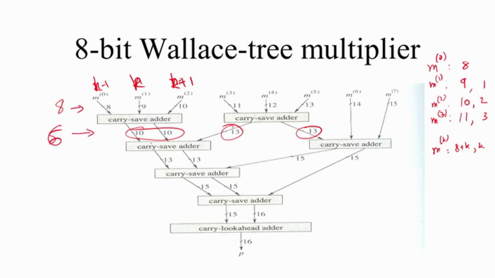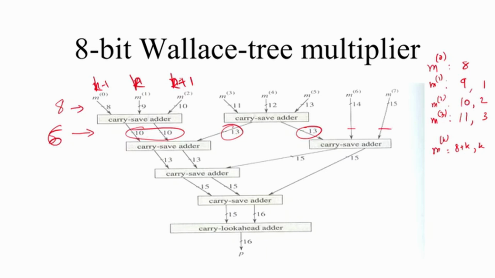And how much time did I require to convert these 8 numbers into 6 numbers? How much time did I take? Constant time, because a carry save adder takes constant time, right. Now with these 6 numbers, I will take these 3 numbers: 10, 10 and 13.